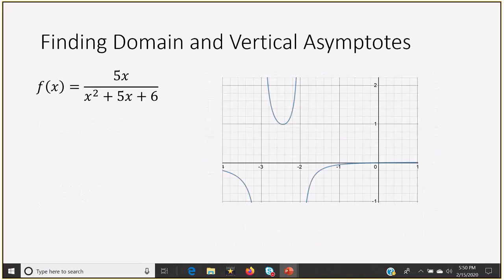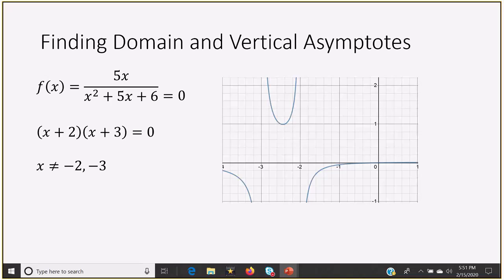Now, maybe a bit of review, finding the domain. The domain of this function, this is a case 1 function, I set the denominator equal to 0 and I solve. Okay, x squared plus 5x plus 6 factors to x plus 2 times x plus 3 equal to 0. And so we know when we were talking about domain that x can't be negative 2 and x can't be negative 3.